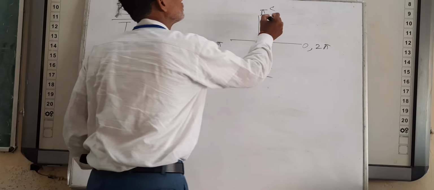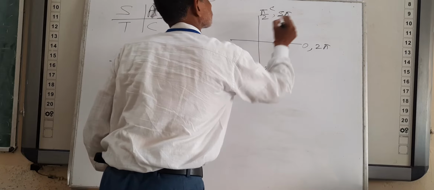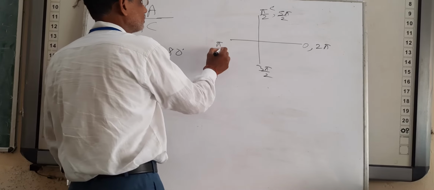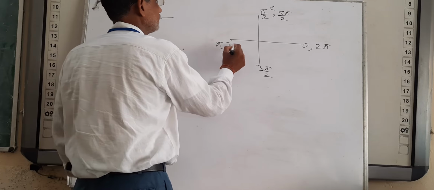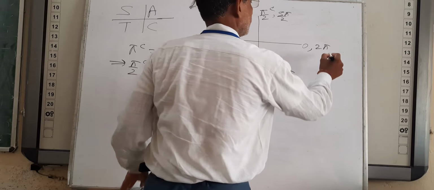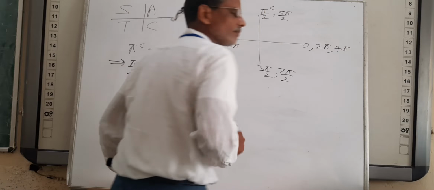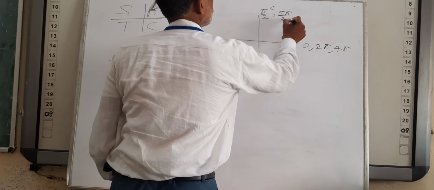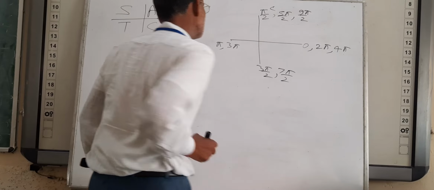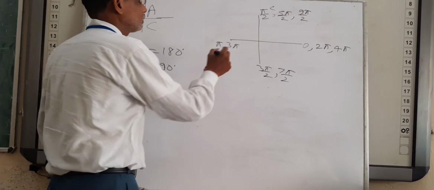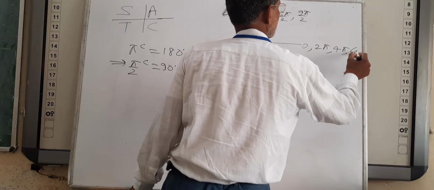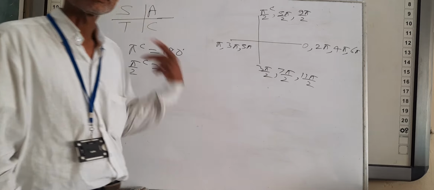5 pi by 2. 6 pi by 2, that is 3 pi. 7 pi by 2. 8 pi by 2, that is 4 pi. 9 pi by 2. 10 pi by 2, that is 5 pi. 11 pi by 2. 12 pi by 2, that is 6 pi, and so on.